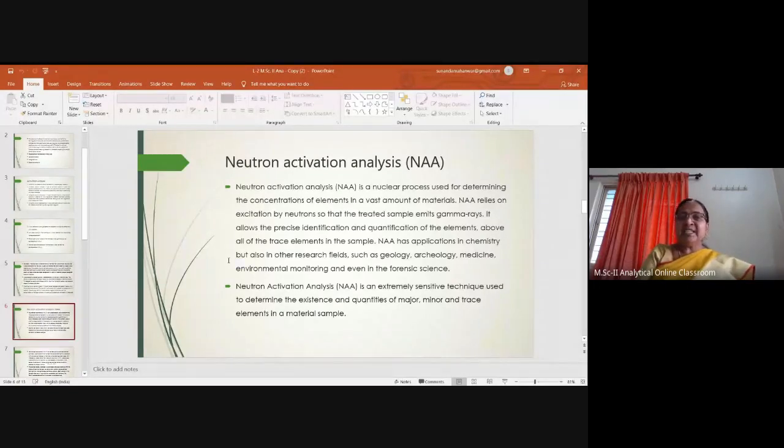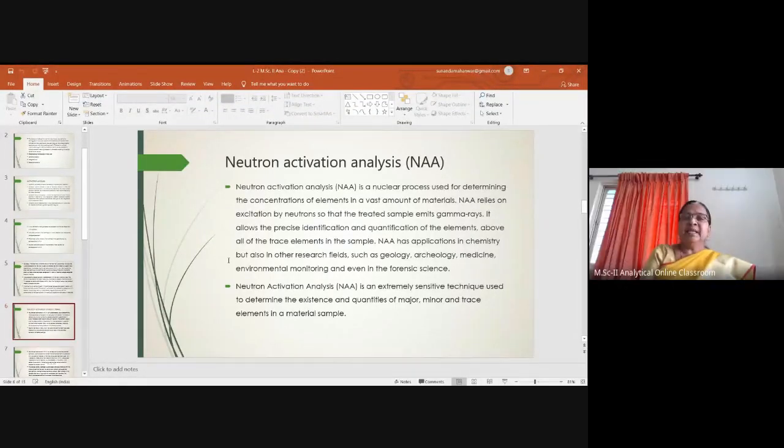That process is the nuclear process used for determining the concentration of the element in a vast amount of material. वेगवेगळ्या widely it is used to determine the concentration of the elements. It is a nuclear process. समजलं nuclear process म्हणजे काय?